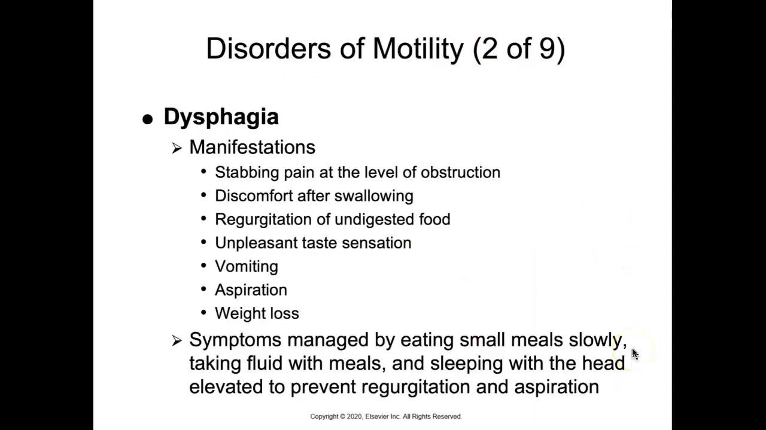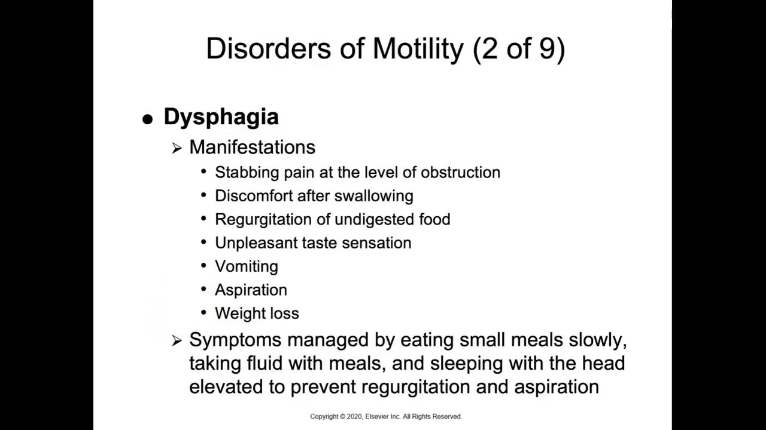So what happens when these pathologic processes cause dysphagia? We're going to have some manifestations. We'll have stabbing pain at the level of the obstruction, discomfort after swallowing, regurgitation of the undigested food, an unpleasant taste sensation, and then the body may say this food has to go somewhere and may cause vomiting. Aspiration can take place and weight loss because the food is not moving into the stomach and of course right after into the intestines, and we're not able to absorb these nutrients. And so we can basically go into a state of anorexia and starvation.